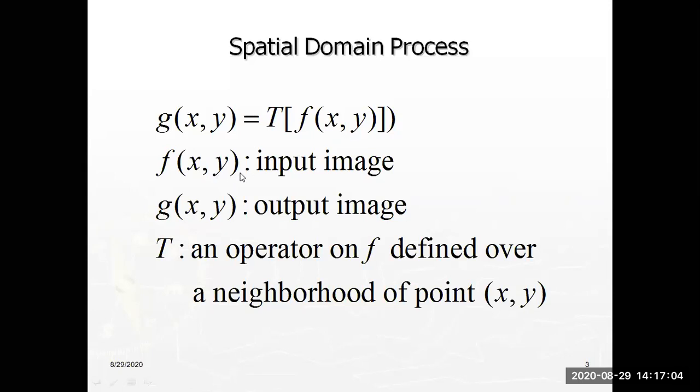Here f(x,y) is a spatial domain input image, and g(x,y) is also spatial domain but the output image. Remember that in the spatial domain we are using small letter notation, so f(x,y) is the input image, g(x,y) is my output image. And what is T here? T is an operator on f defined over a neighborhood of point (x,y).